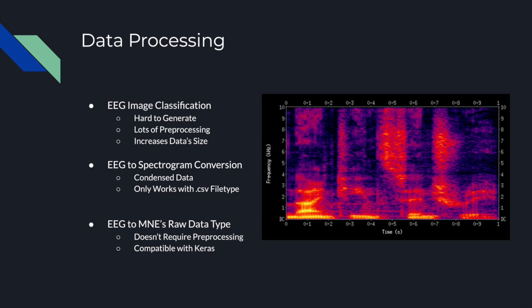Before we could feed this data into our model, we had to get it processed in a way we liked. The first option we tried was direct images of the EEG reading. This used a lot of pre-processing and drastically increased the size of our data, which was already very large. The second option we tried was to condense the full hour readings into a single spectrogram to save space. This also failed to work due to file typing issues. We finally settled on using MNE to convert the EEG readings into raw data types and then feed those into our model directly as NumPy arrays.